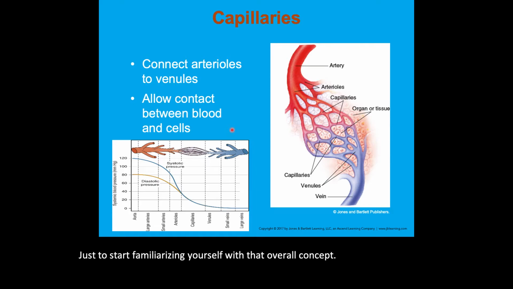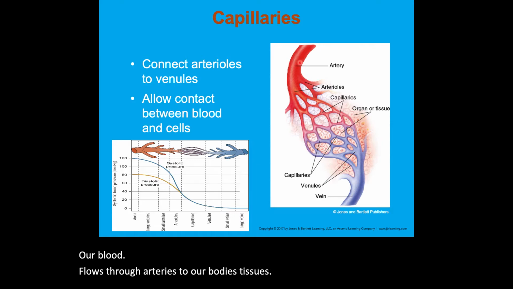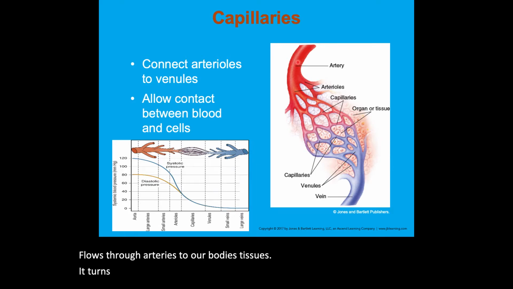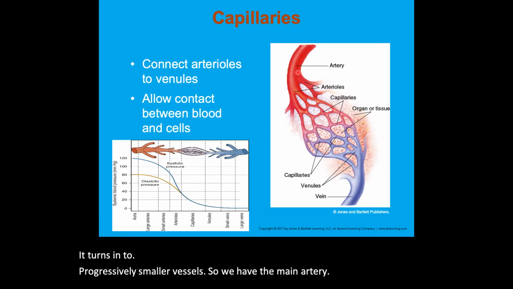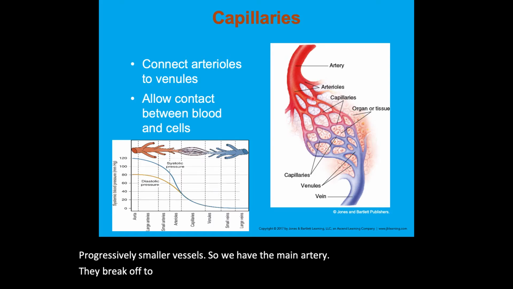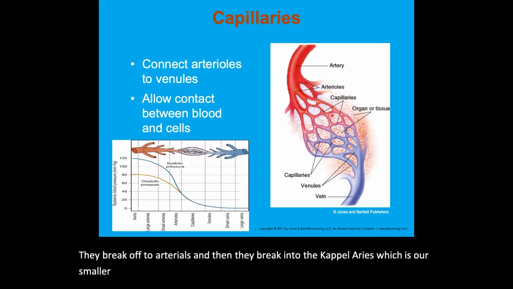Now, as our blood flows through arteries to our body's tissues, it turns into progressively smaller vessels. So we have the main artery. They break off to arterioles, and then they break into the capillaries, which is our smallest vessels.